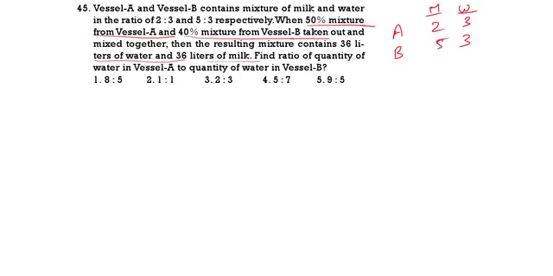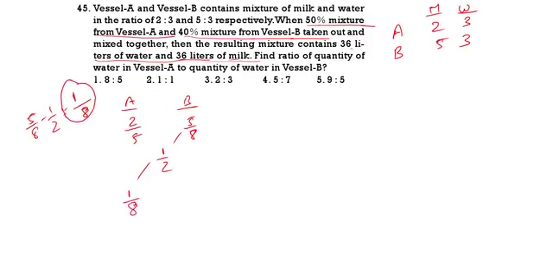Now you go by the alligation method. You take any fraction, either milk or water. I am taking milk. So in A, milk will be 2 by 5. In B, milk will be 5 by 8. So in the mixture, 36 liters milk and 36 liters water means it will be 1 by 2. Now do the calculation. 5 by 8 minus 1 by 2, LCM is 8, so it is 1 by 8. Then 1 by 2 minus 2 by 5, LCM 10, this will be 1 by 10.